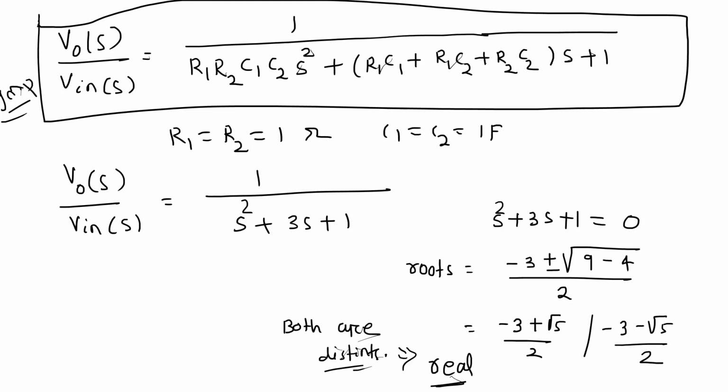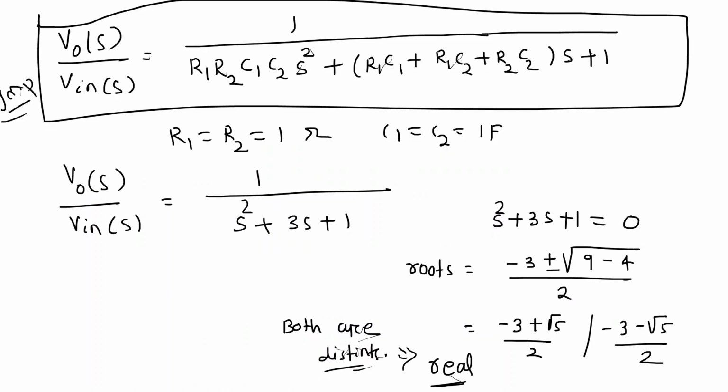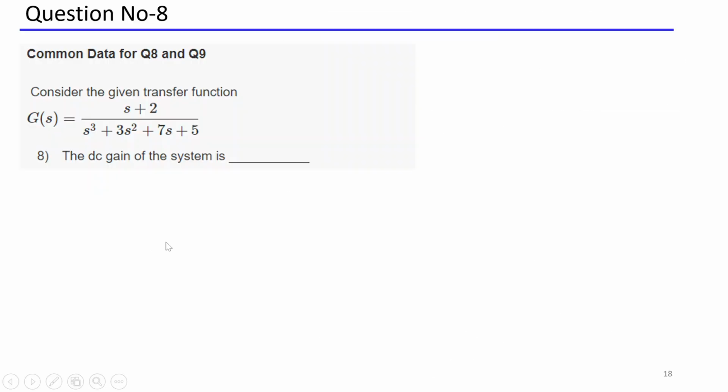So both are negative. Okay, you can see which option is correct. Distinct and negative real, option A is correct because both are distinct and both are negative. It is clear to all of you? Okay. If it is clear, then move to the next question.